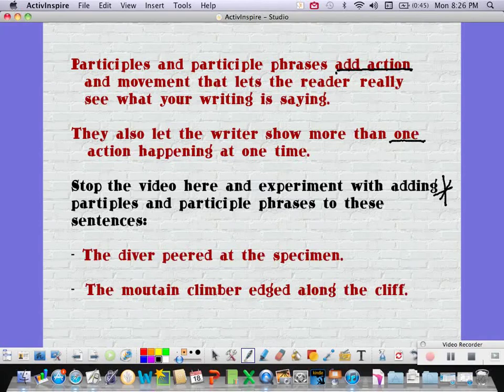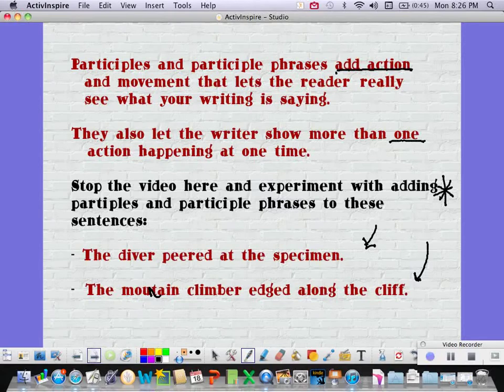Copy these two sentences into your notes and play around with adding participles and participle phrases to them. Try adding participles and then a participle phrase to each one of these. I will be looking for them in your notes tomorrow in class. The diver peered at the specimen, and this should be mountain. The mountain climber edged along the cliff.